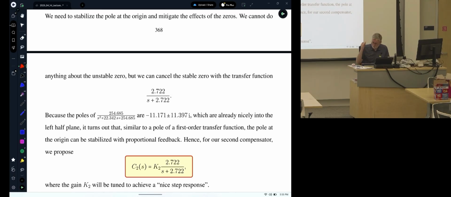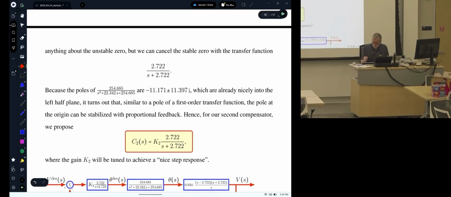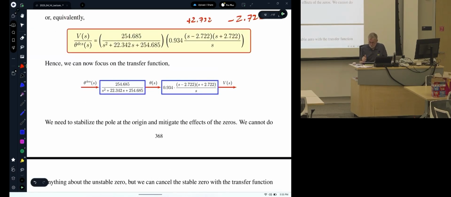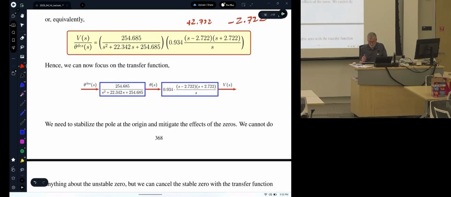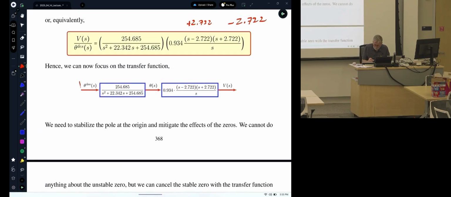So remember how we did it before. We put a term in front that was z over s plus z. So our s plus z is s plus 2.72. So this is, say, z2 over s plus z2. We're going to add that term in front of here to cancel this 0.